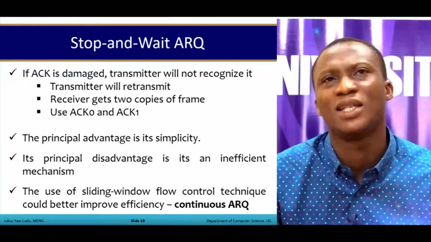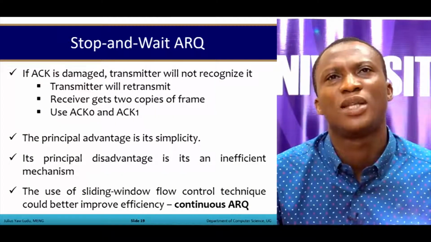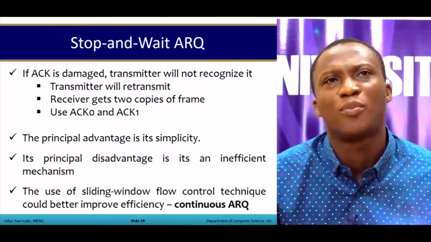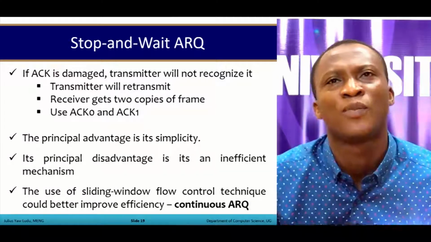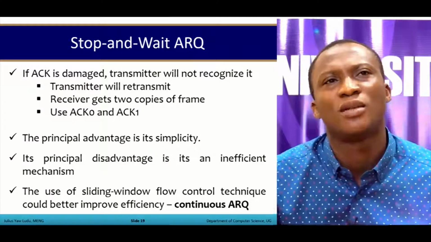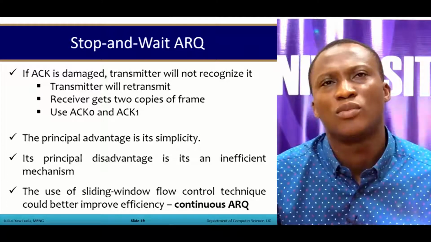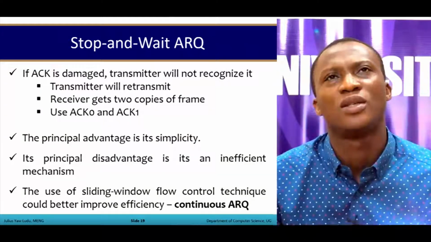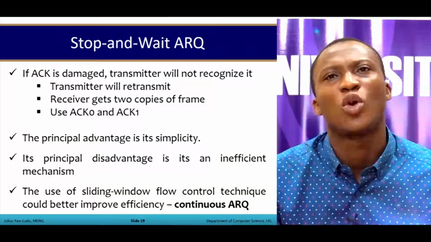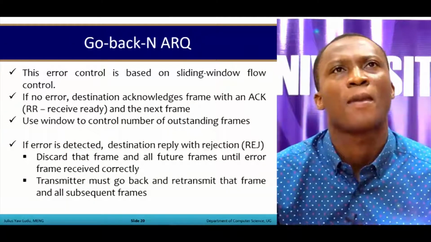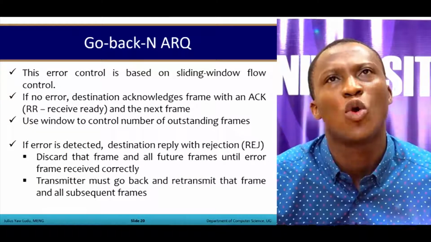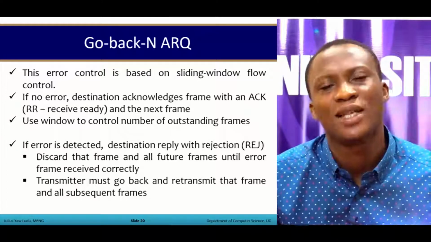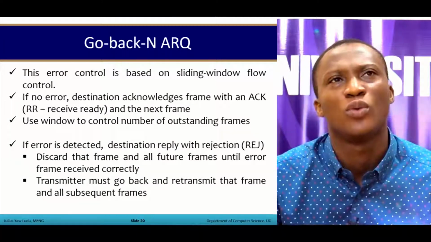Now the advantage here is that this is simple. Its simplicity for stop and wait, and its principal disadvantage is that it's an inefficient mechanism. Now, the use of sliding window is used to improve this efficiency, which we are calling the continuous ACK. Now, go back N ACK, and this error control is based on the sliding window flow control.